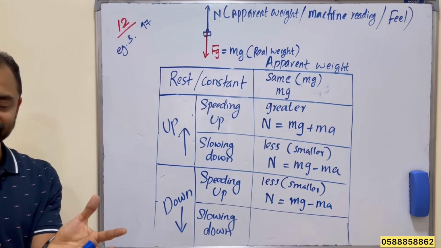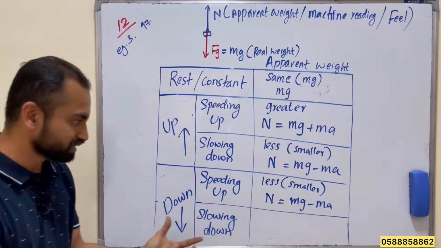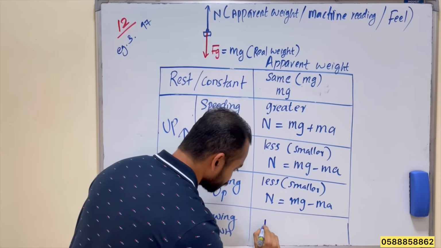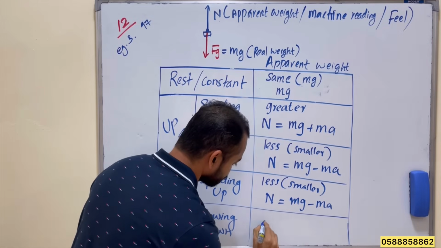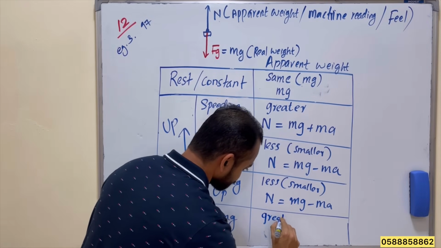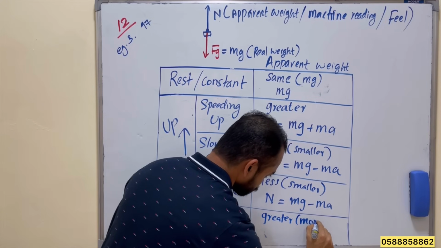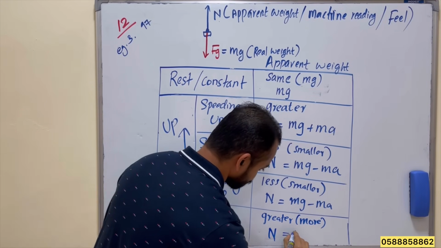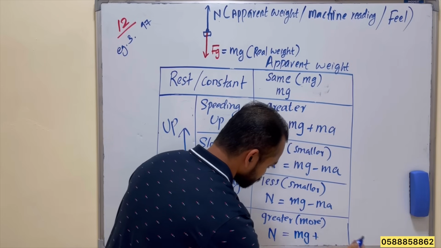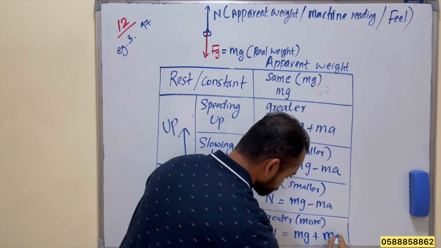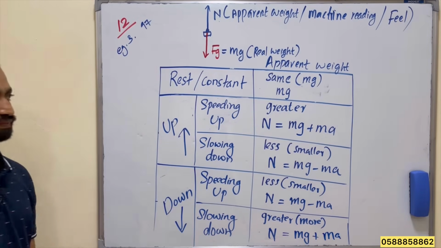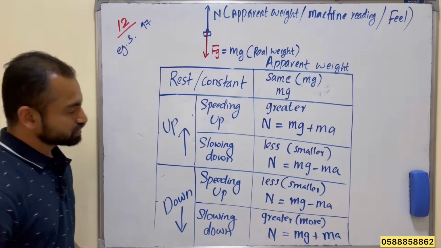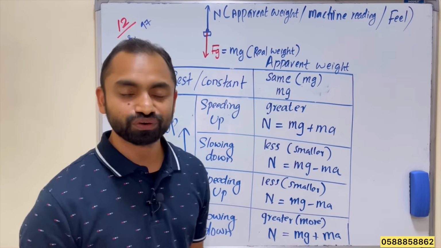What is that something? Ma is the net force. If it is moving down and slowing down, the apparent weight will be greater than the actual weight, more than the actual weight. So what is the equation? Apparent weight is equal to the real weight plus something. What is that something? Mass multiplied by acceleration. So this is the equation for different situations.